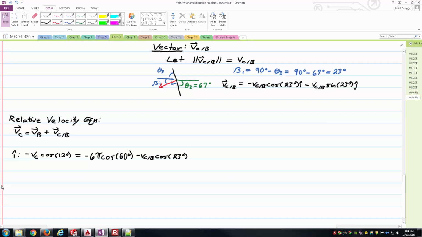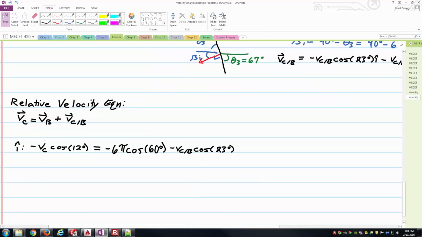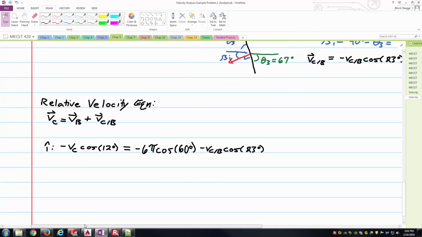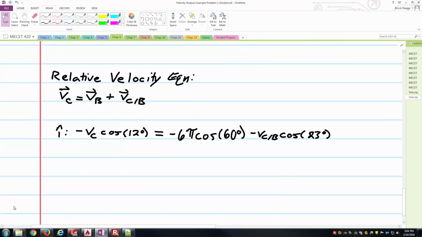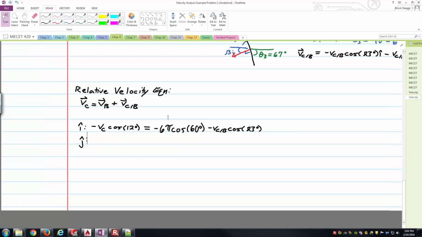And so this forms the vector equation, except for only looking at the horizontal components. And so notice at this point I've got a scalar-based equation, but I've only got one equation and two unknowns, V sub C and VC relative to B. And so I can't solve for either of those directly at this point, so now I will need to write the same equation except for only looking at the J components.